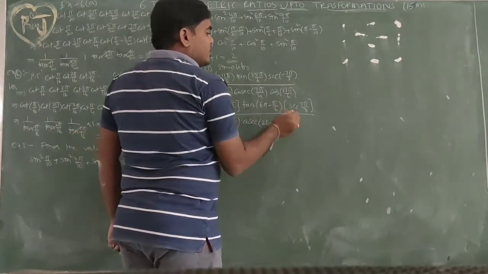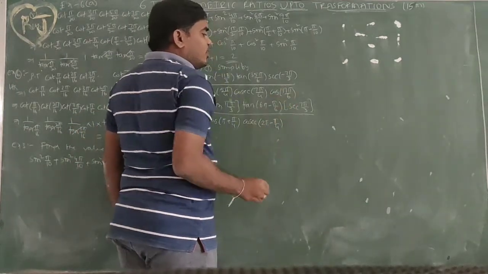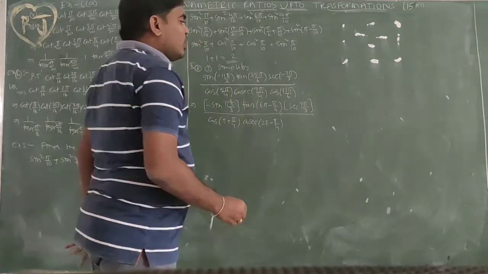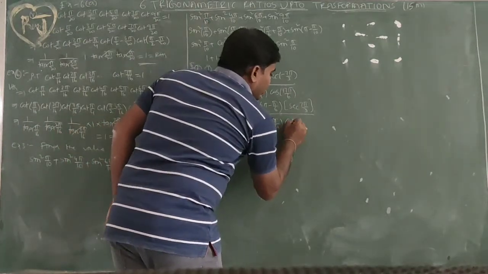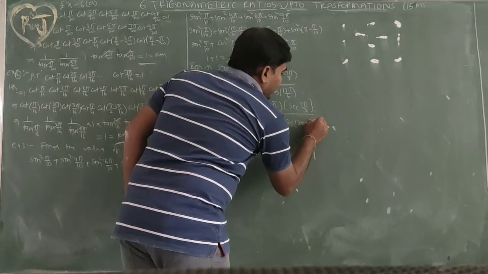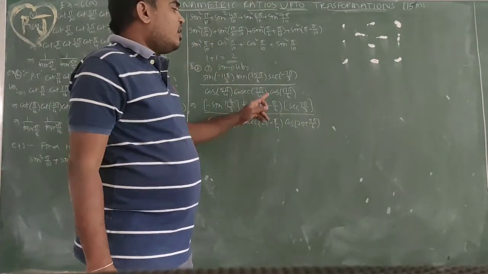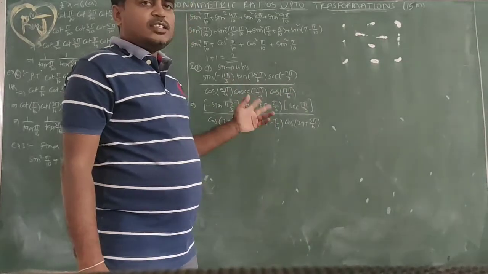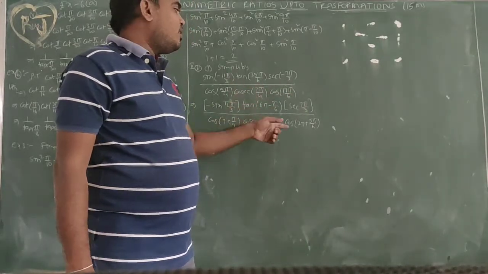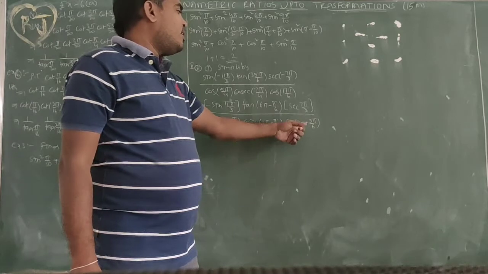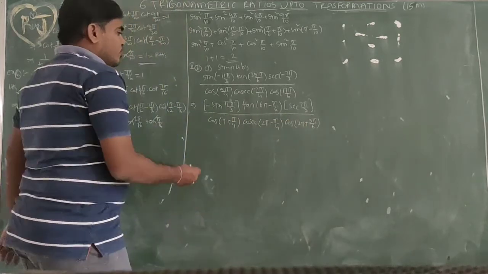Next, this is 1 less than the triple, but 3 pi won't be 0. I want to convert in terms of 2 pi only: 2 pi plus 5 pi by 6. 2 pi equals 0, that's why I am writing this. 3 pi minus 5 pi by 6 also we can write, but 3 pi won't be 0. 2 pi equals 0, so I want to write like this.